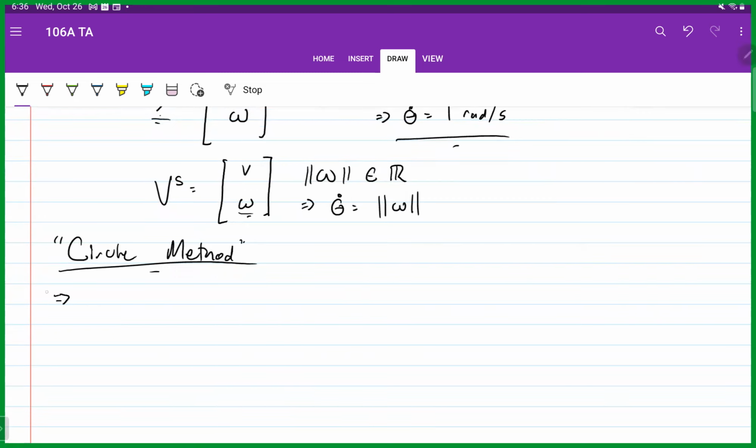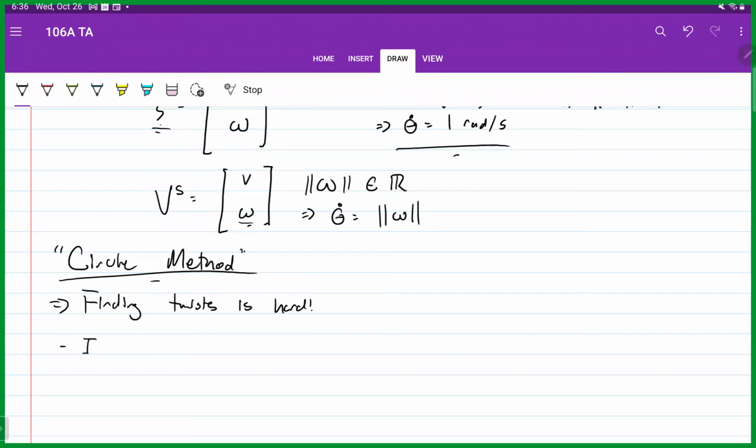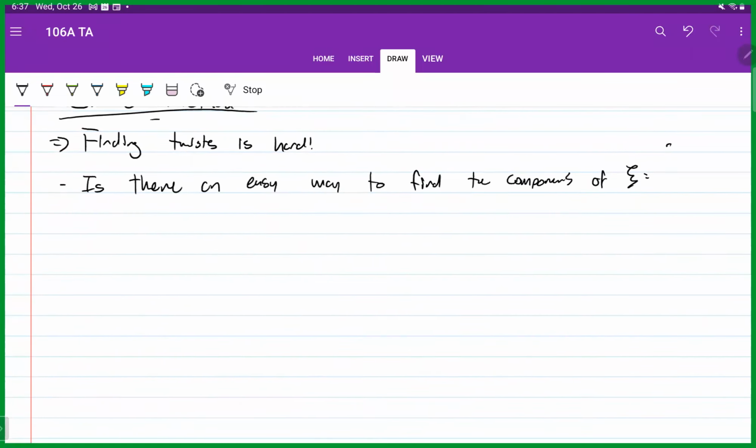So our main idea over here is that finding twists is hard, right? And we don't like doing that. We have to do these cross products, all this other jazz. It ends up being a little bit messy. So is there an easy way to find the components of xi equals v and omega?